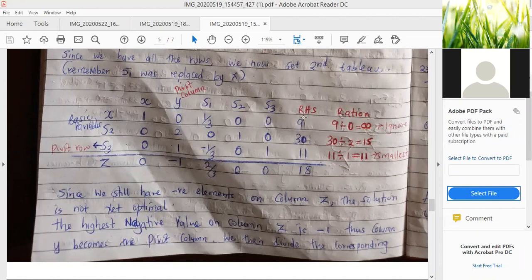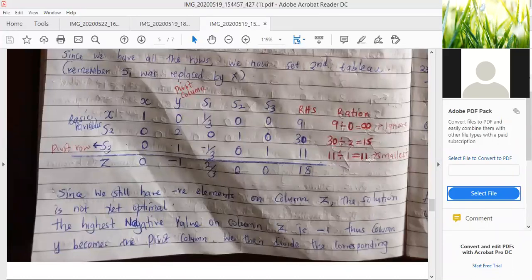So we start. On my right-hand side variable here is 9, which I'll divide by 0, which gives us an infinite variable, and we have said such a ratio, we ignore it. Then we pick 30, we divide by 2 here, which gives us a value of 15. And lastly, we had an 11 here. We divide this one by 1, we get 11.